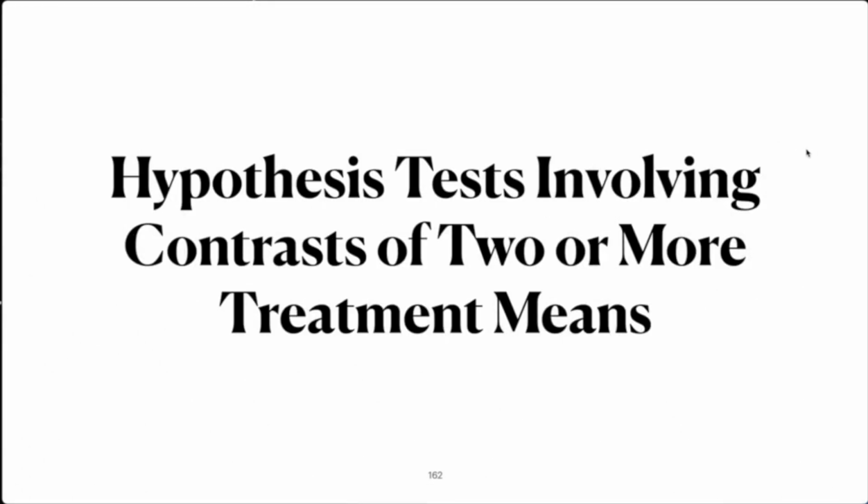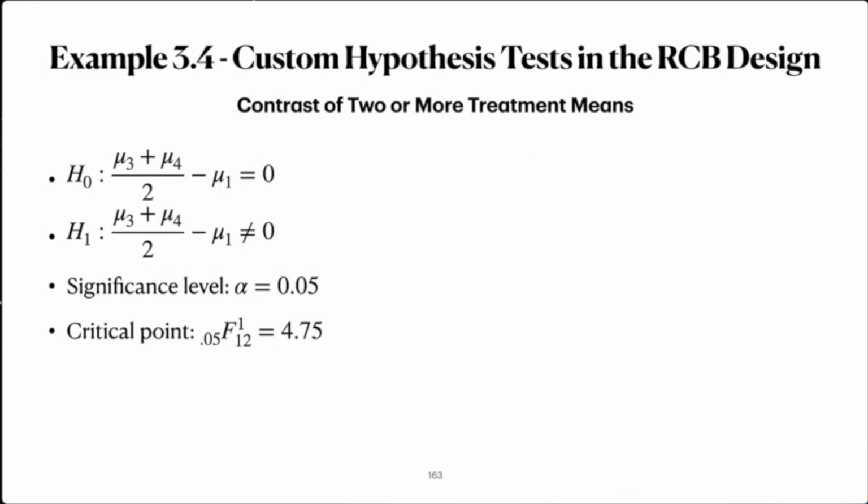All right, next let's look at hypothesis tests involving contrasts of 2 or more treatment means. And in particular, what we'll look at is comparing the average of the means of treatments 3 and 4 with the mean of treatment 1. And so the null hypothesis will be that mu sub 3 plus mu sub 4 all over 2 minus mu sub 1 is equal to 0.